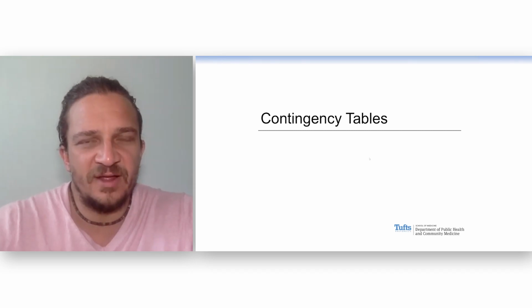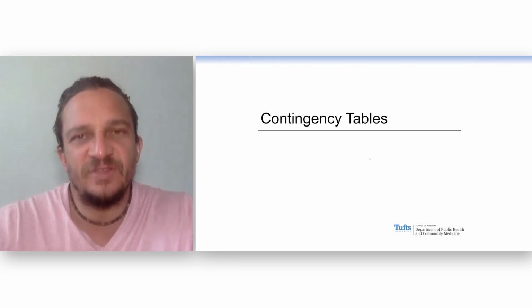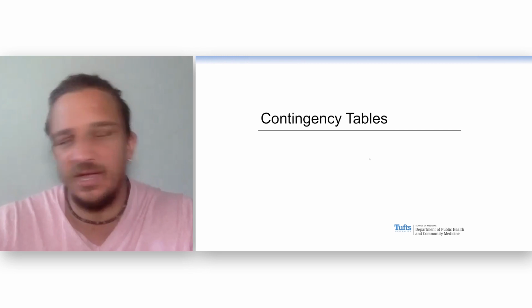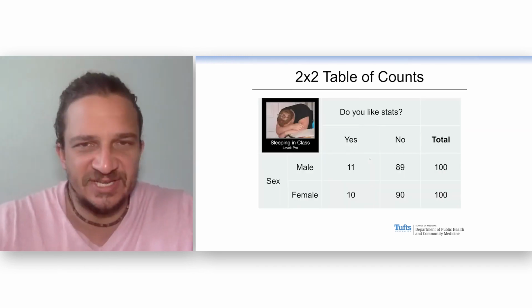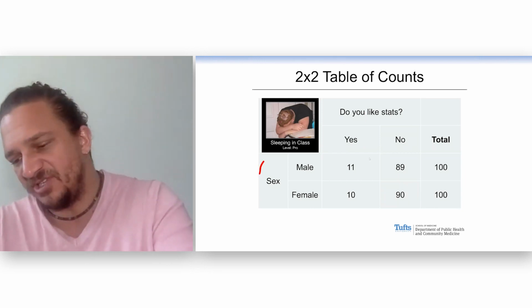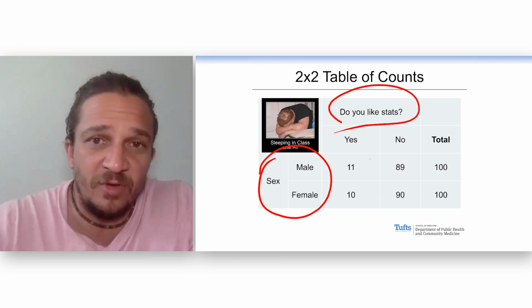When it comes to finding a relationship between two categorical variables, an easy way to visualize the data is to tabulate it. This is called a contingency table. A contingency table is simply a table of counts. If we have two binary variables, we call this a 2x2 table. Binary variable here, binary variable here.